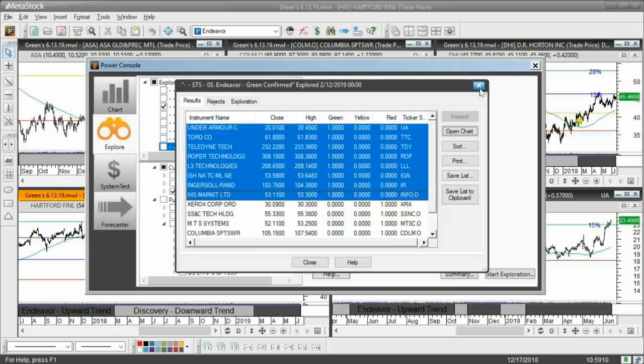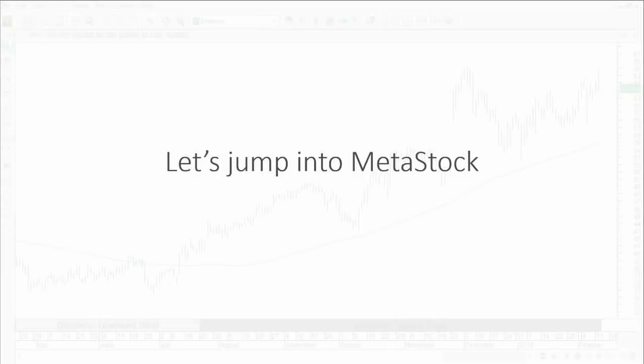Three stocks, and then you open up the charts and you bring it back down to maybe one or two. Now, this ends the first portion of our presentation.